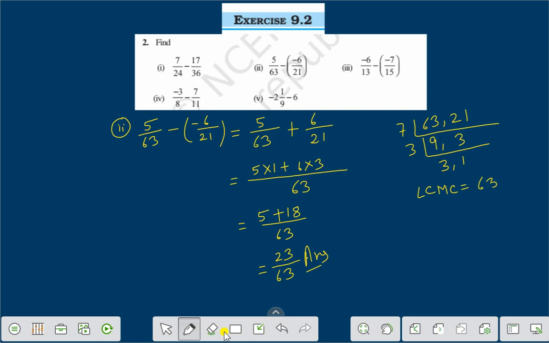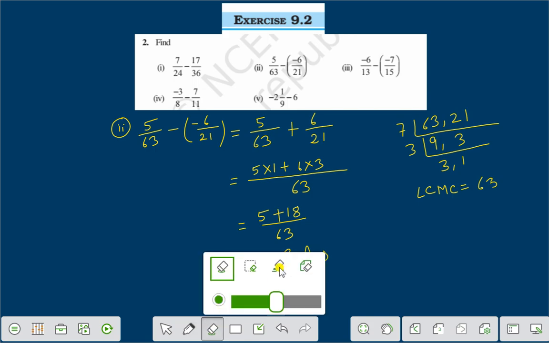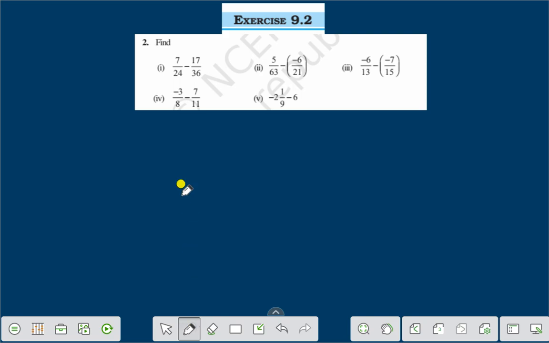Now we'll solve question number 3. Question number 3 is minus 6 by 13 minus of minus 7 by 15. That is equal to minus 6 by 13, minus into minus is plus 7 by 15.